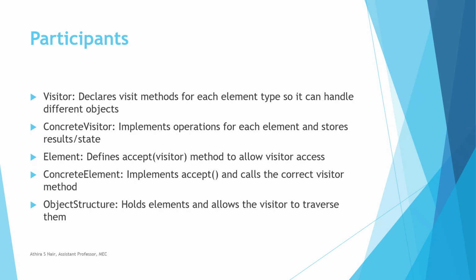And the element defines an accept operation that takes a visitor as an argument. Then the concrete element implements an accept operation that takes a visitor as an argument. Then the object structure can enumerate its elements. It can also provide a high level interface to allow the visitor to visit the elements, and it may either be a composite or a collection such as a list or a set. So a client that uses the visitor pattern must create a concrete visitor object and then traverse the object structure, visiting each element with the visitor. When an element is visited, it calls the visitor operation and the element supplies itself as an argument, and the visitor can access its state if necessary.